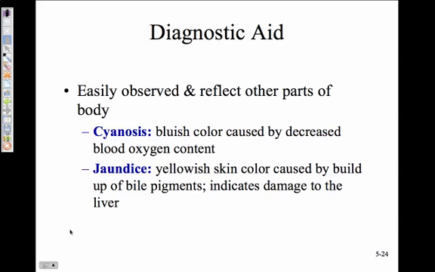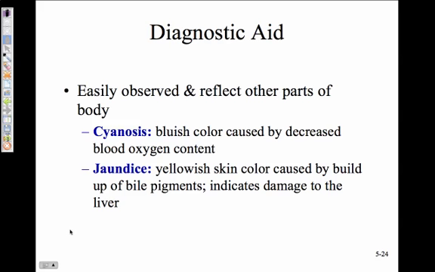So yesterday we talked about cyanosis, which was a bluish color caused by a decrease in blood oxygen content. By looking at someone's skin, you can tell whether or not they have good blood oxygen, or if it's really low. Jaundice is a yellow skin color caused by the buildup of bile pigments. A buildup of bile pigments indicates damage to the liver, because your liver isn't able to break down that bile, so it builds up in your skin, and you can see that yellow.